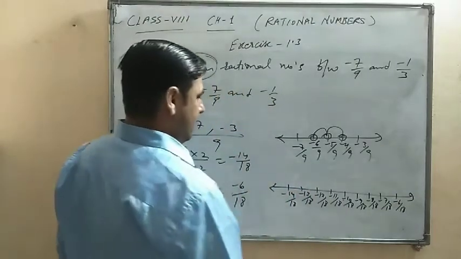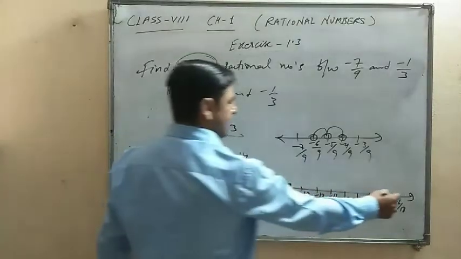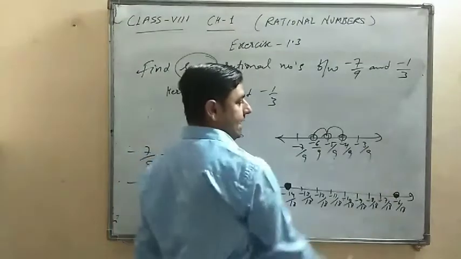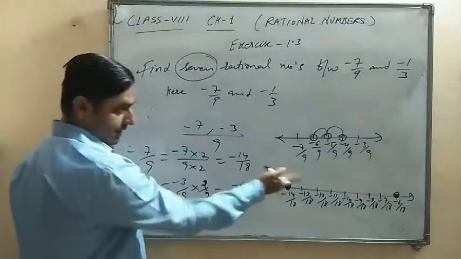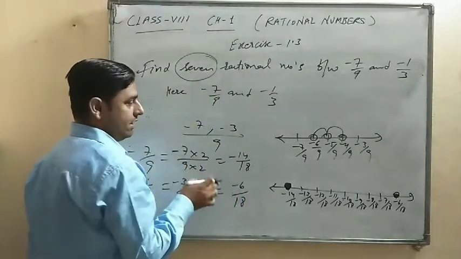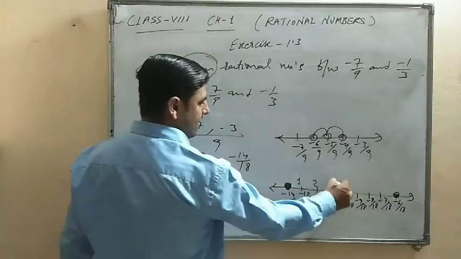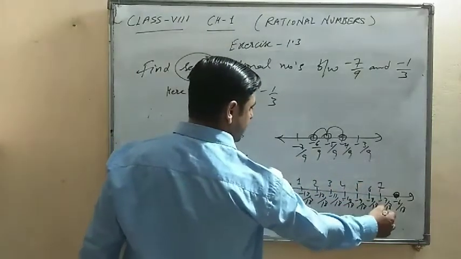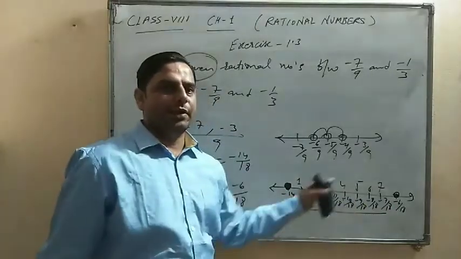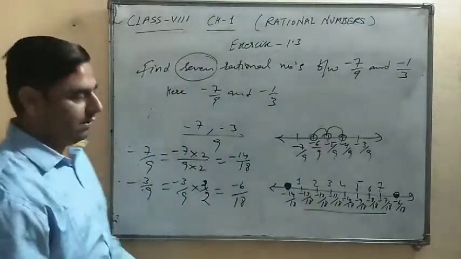So here two rational numbers. First one is minus 14 by 18, second is minus 6 by 18. Now you can check here how many numbers are required. 7 rational numbers are required. So by this method you can find out first, second, third, fourth, fifth, sixth. So these are called 7 rational numbers lie between minus 7 by 9 and minus 1 by 3.